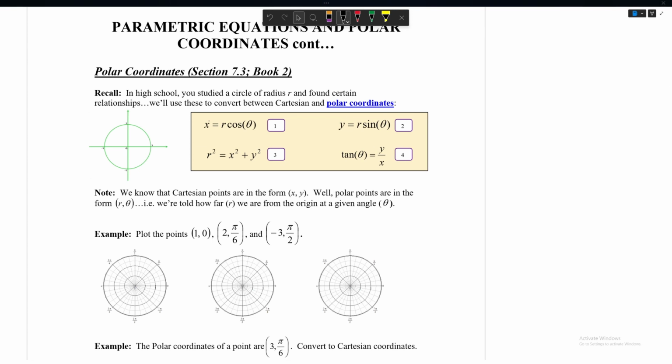So it says in high school, you study circles of radius r, and we find a certain relationship. We'll use these to convert between Cartesian and polar coordinates. And they gave you this table. And now the question is, what does this table mean?